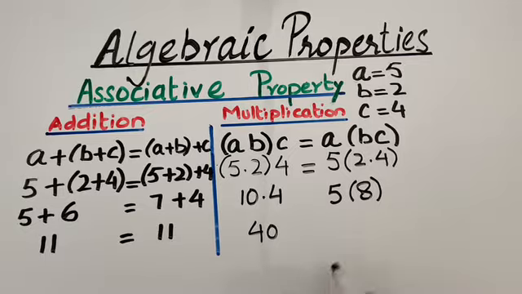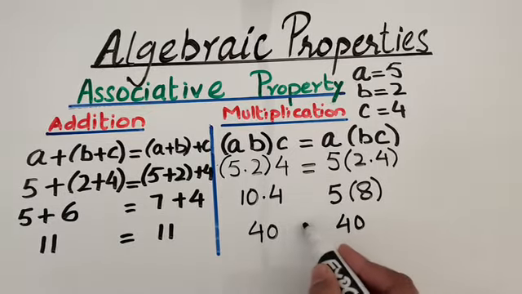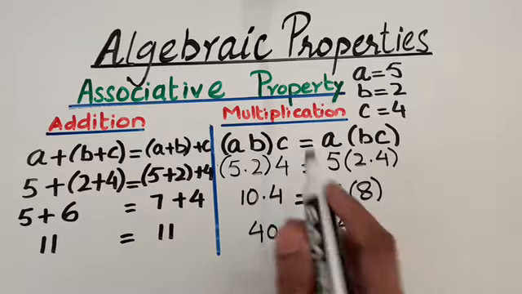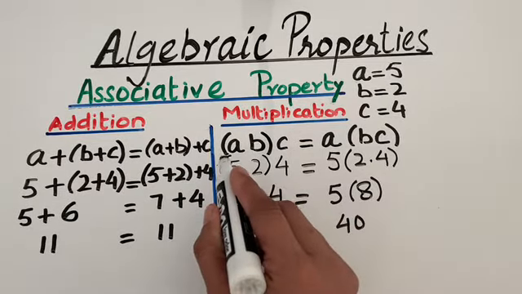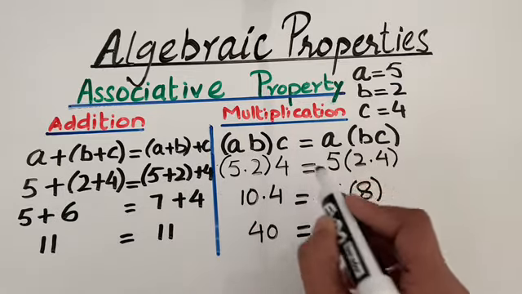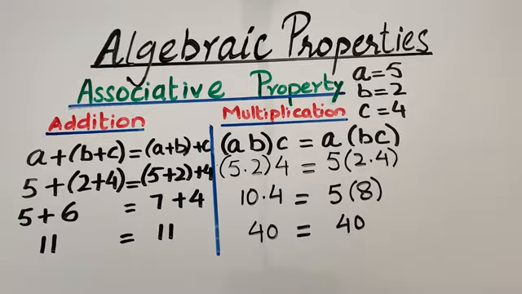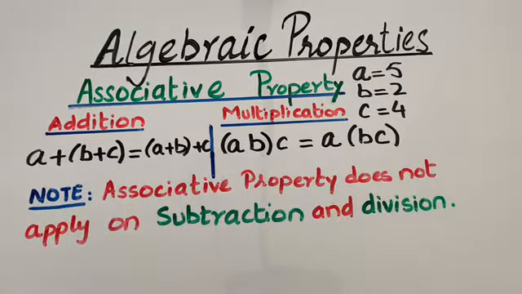Okay, now I'm going to solve 5 times 8. 5 times 8 is 40. So this means that this side of the equation, the quantity of A times B multiplied by C, is equal to A multiplied by the quantity of B times C. An important thing to note about associative property is that associative property does not apply on subtraction and division.